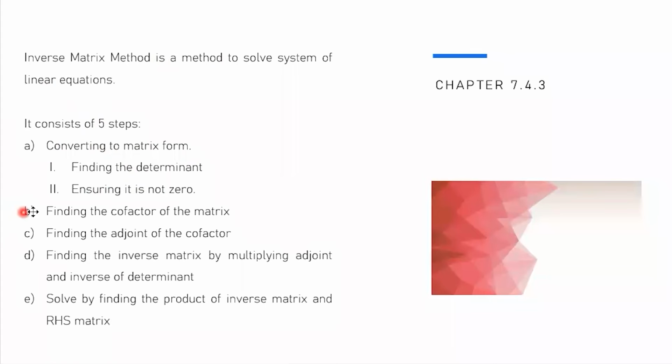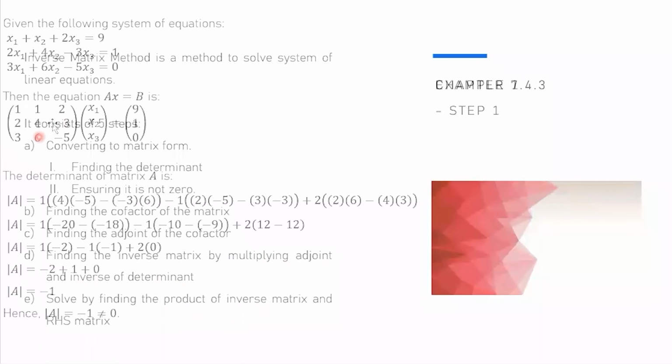Step 2. Finding the cofactor of the matrix. Step 3. Finding the adjoint of the cofactor. Step 4. Finding the inverse matrix by multiplying the adjoint and the inverse determinant. Step 5. Solve by finding the product of the inverse matrix and the RHS matrix.